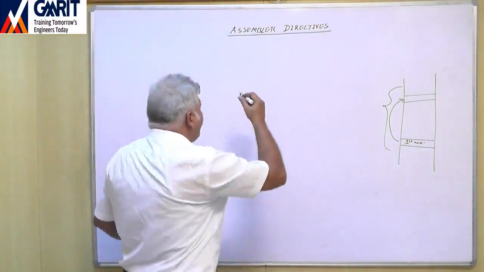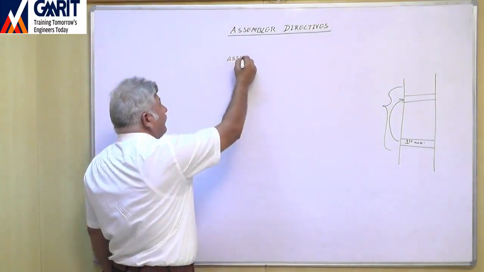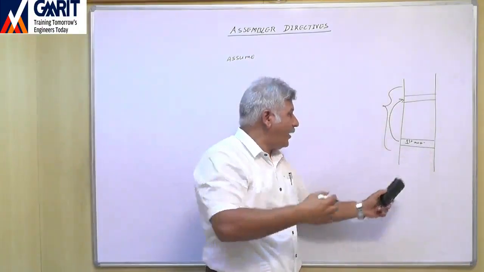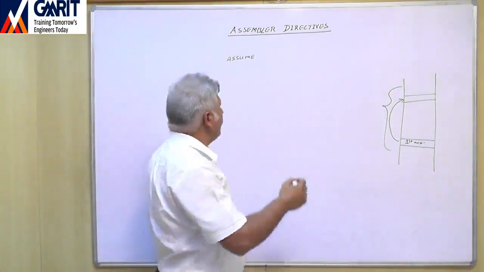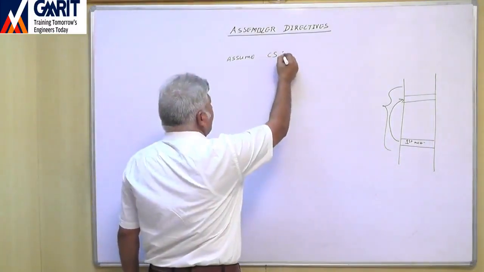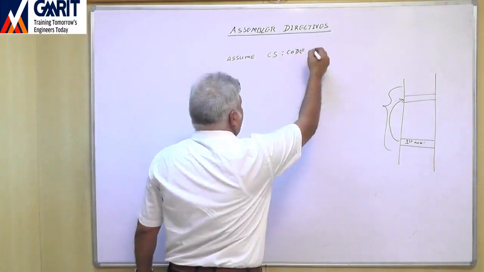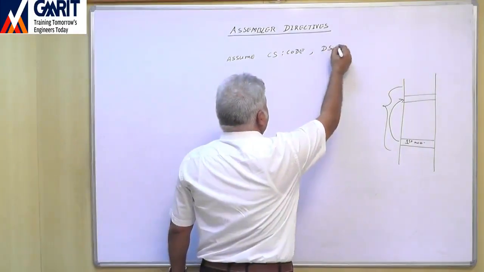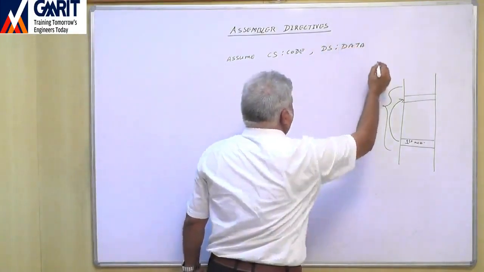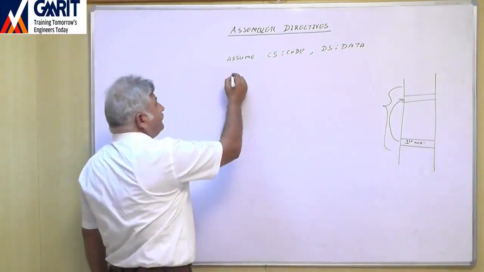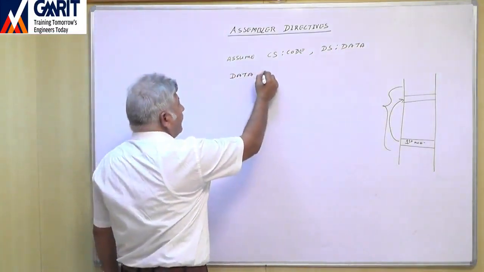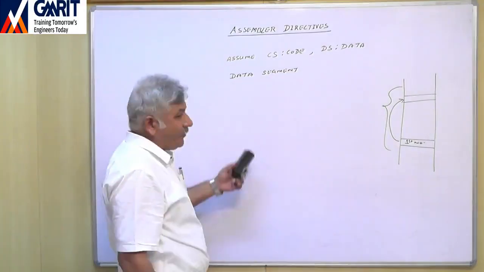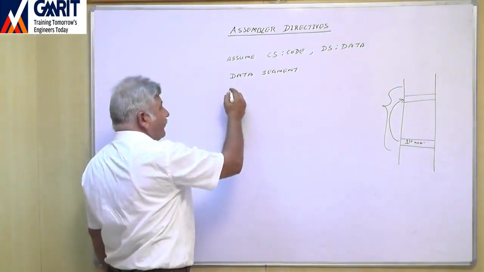To write the program, first we will write assume, because we have to first create the data segment area where we will store our data, and our code segment area where we will store our code. So assume CS colon code comma. In the same line we can write ds colon data. Now for my data segment I will write the directives. So what are my data?